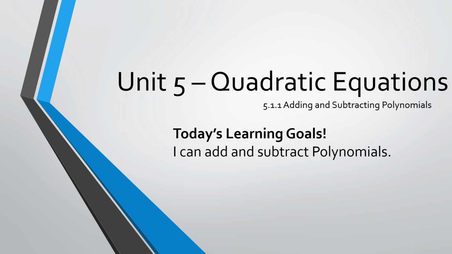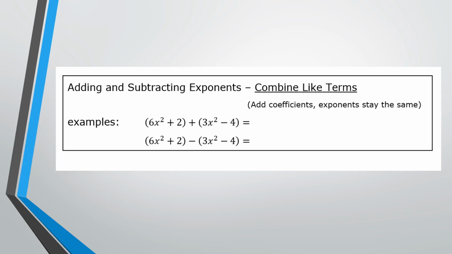Today we're looking at adding and subtracting polynomials. So when we're adding and subtracting polynomials, we just combine like terms. Like terms are terms that have the same variable and the same exponent. So we can put our x squared terms together, we can put our x terms together, we can put our number terms together. We just add the coefficients and the exponents stay the same.